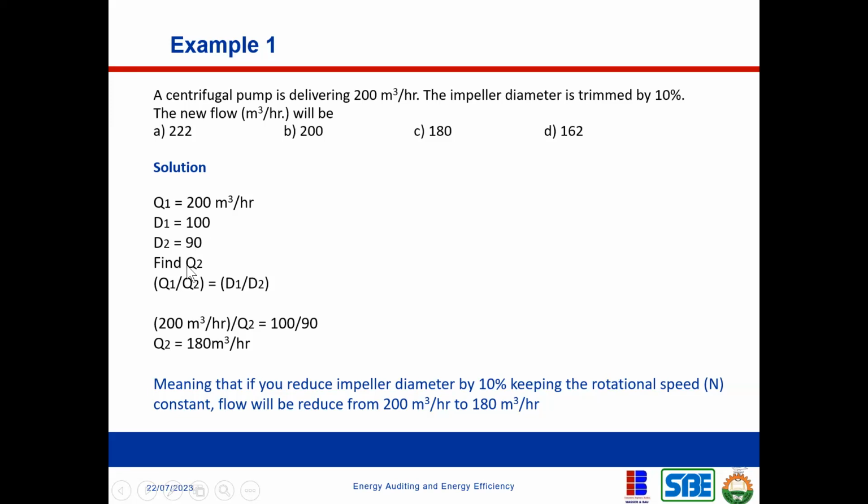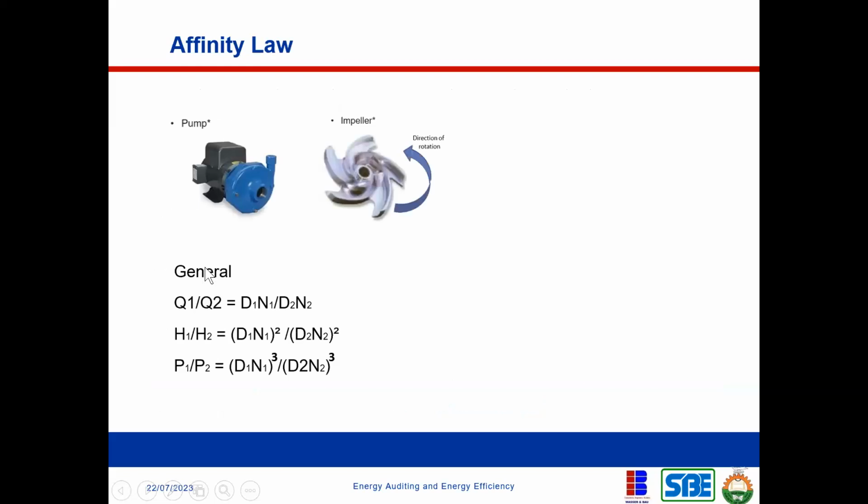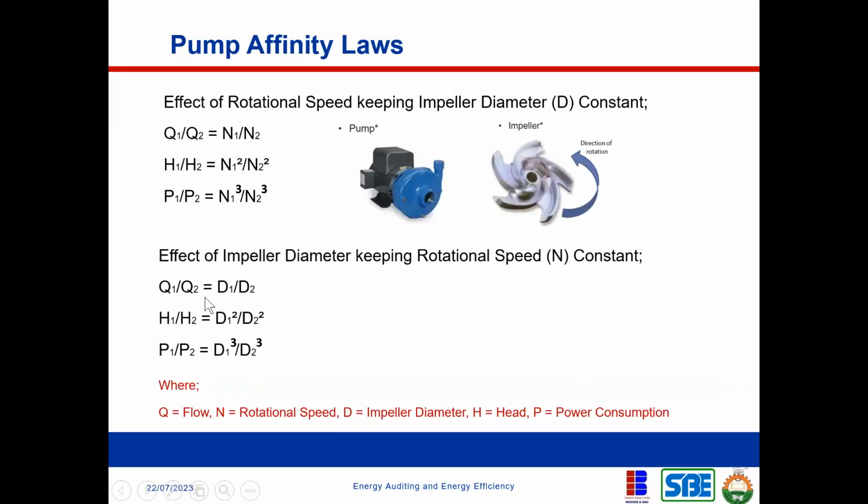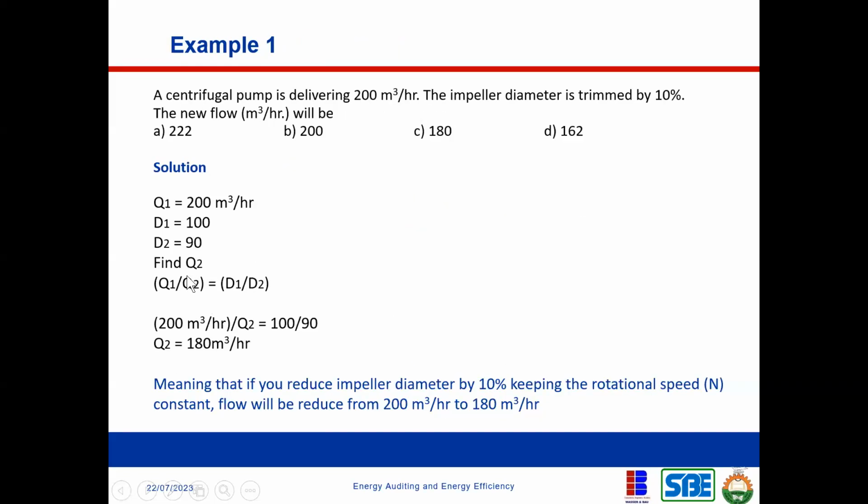They're not asking us for the flow. That is Q2. Okay, so what we are going to do is go to those equations and see how the flow is related to the diameter, that is, the diameter of the impeller.